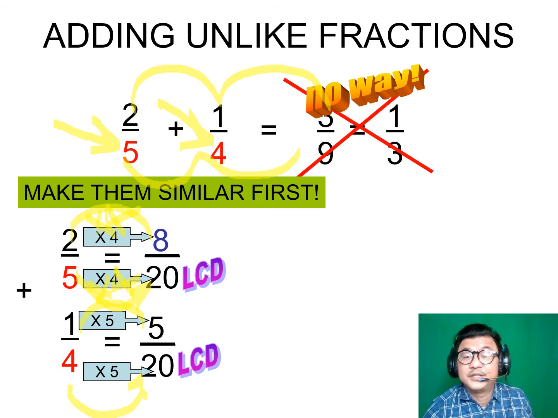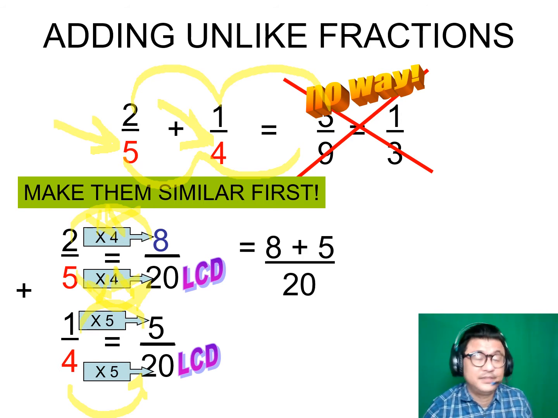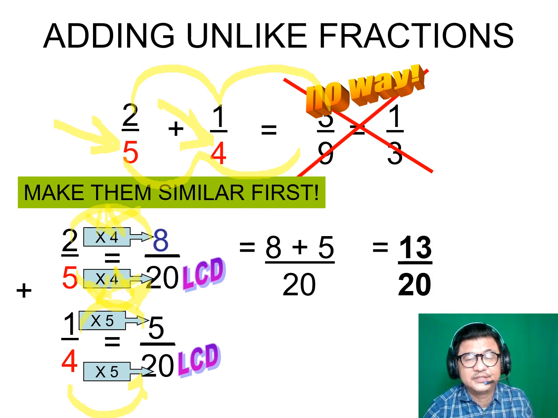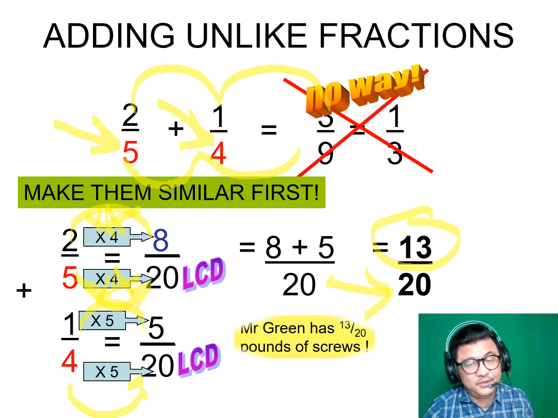Now the denominators are the same. It will make our life easier. Simply add the top, 8 plus 5. We're going to get 13 and copy the same denominator of 20. Can I still reduce that to the lowest terms? No more. So that's the answer. Mr. Green has 13/20 pounds of screws.